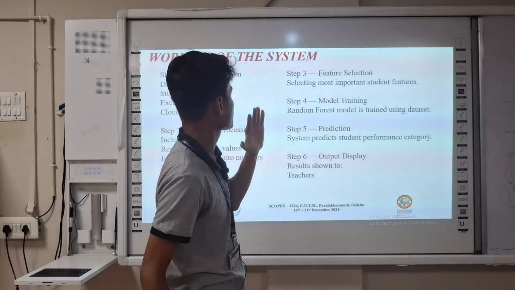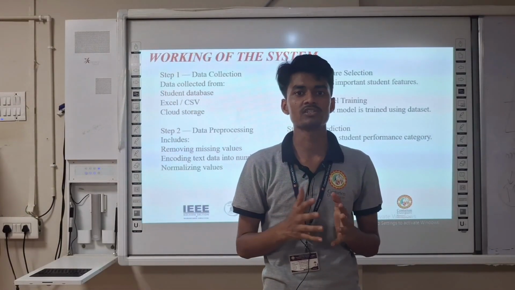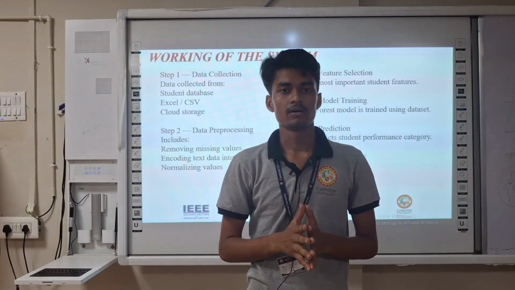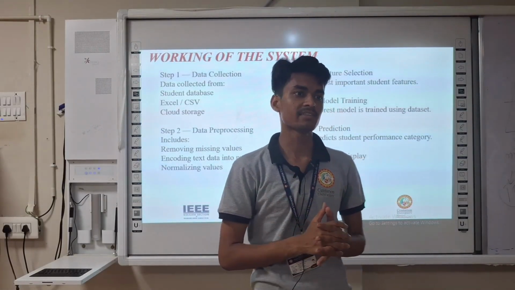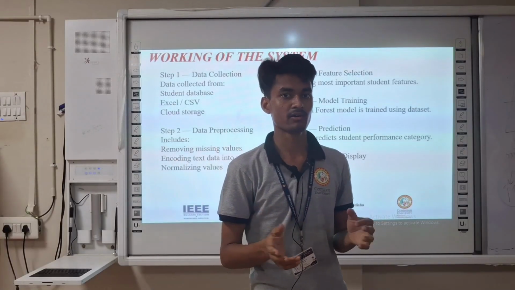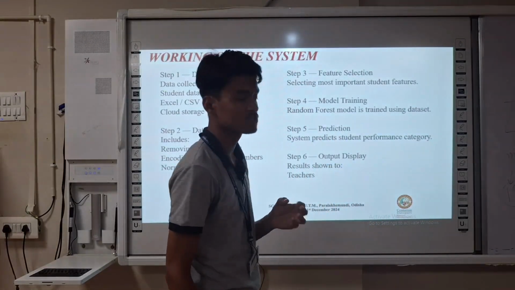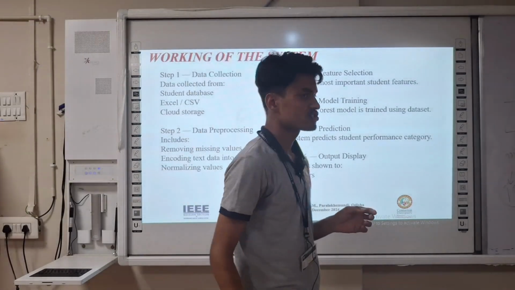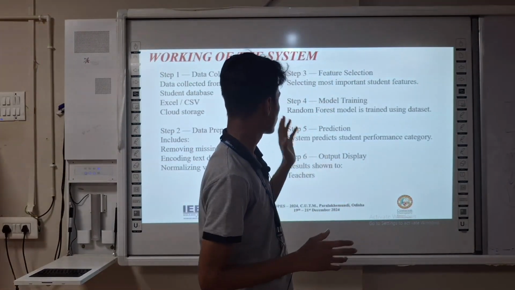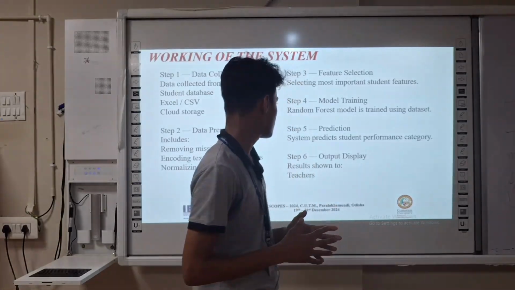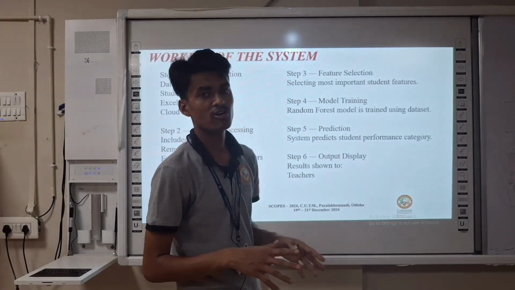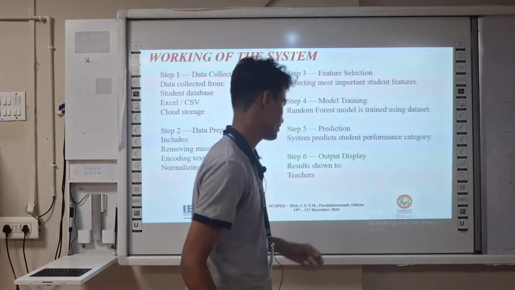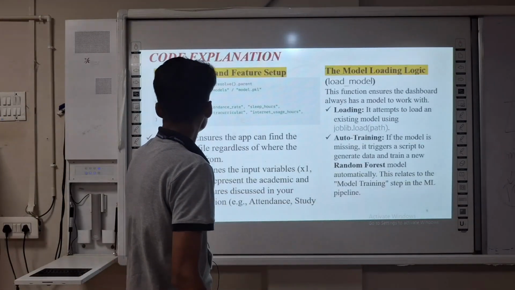Then feature selection. We select the most valued features, the most valued columns, and then we train the model according to those feature columns. Then model training: the random forest model is trained using the data set. Then prediction, and then we display the output on the dashboard.